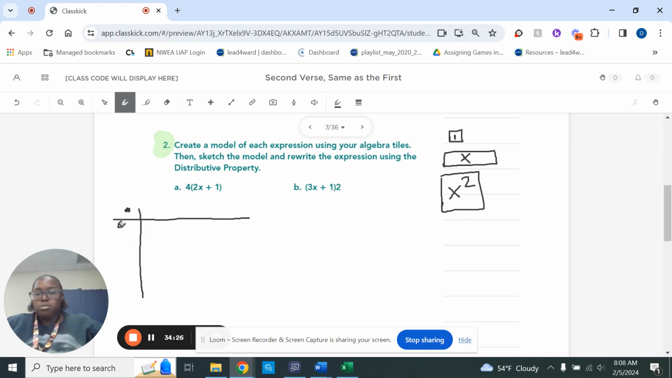Even for this one, we have 4 on the outside. So I need 4 of these small squares. Remember, this for me represents the number outside the parentheses. And you have to do this one distributive property at a time. Then I need the stuff inside the parentheses. So that's 2 x's and a 1.